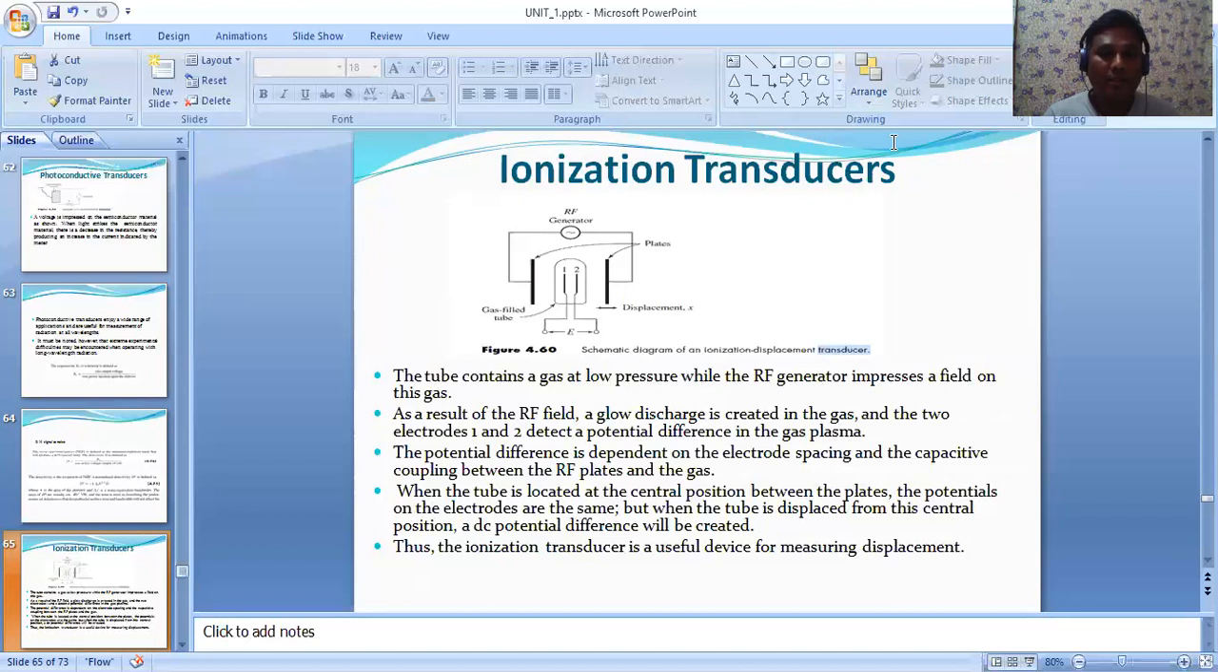The potential difference depends on the displacement, the electrode spacing, and the capacitive coupling between the RF plate and the gas. When the tube is located at the central position between the plates, the potential on the electrodes is the same. But when the tube is displaced from this central position, a potential difference will be created. So the ionization transistor is a useful device for measuring displacement in instrumentation.